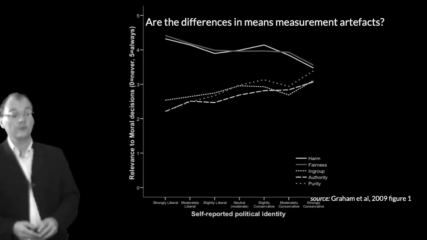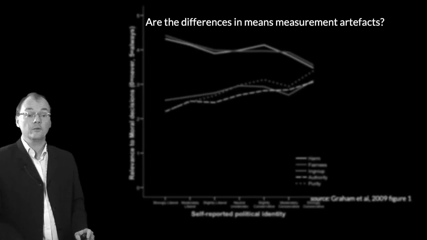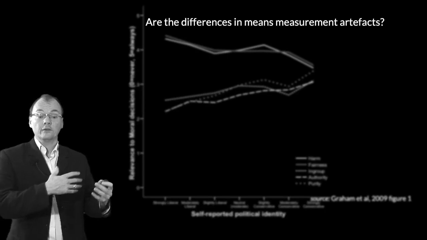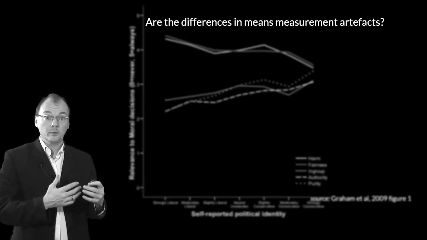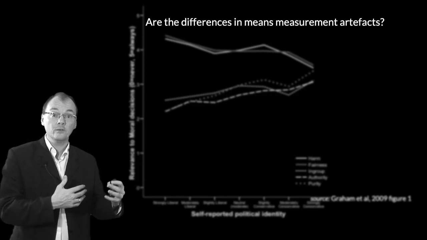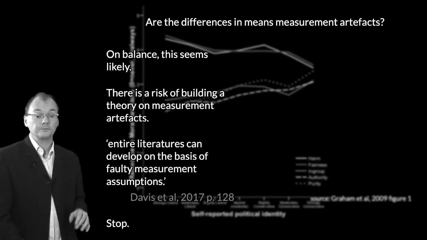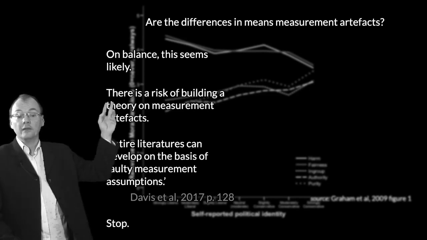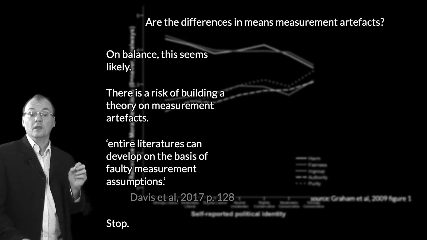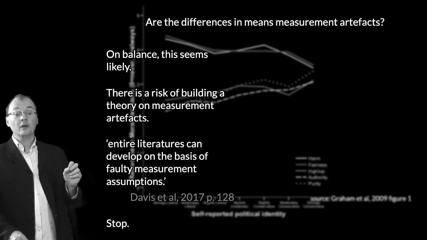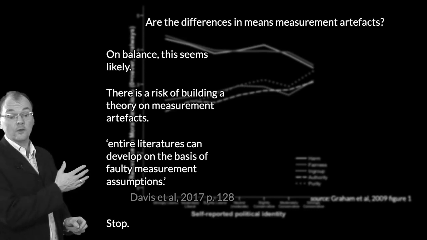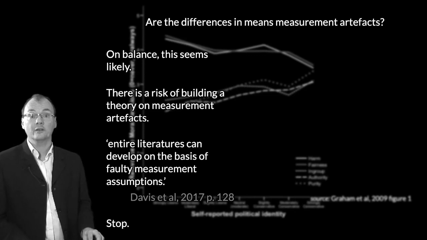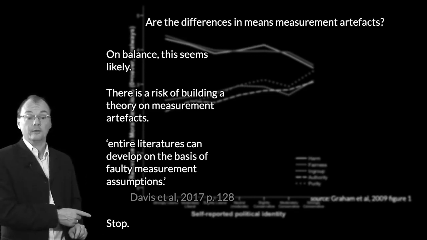So here there are 2 attitudes that you could take. The question we're facing really is whether the differences that we're finding between people who are socially conservative and socially liberal are merely measurement artifacts, or whether there's a genuine difference in moral foundations. Now, one conclusion that might be drawn here is that on balance it seems that measurement artifacts are likely. There's a serious risk of building a whole theory on measurement artifacts. Indeed, Davis and colleagues in a later paper say that entire literatures can develop on the basis of faulty measurement assumptions. In that case, we ought to stop right here.